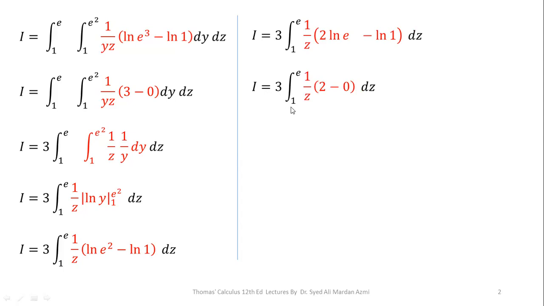So the integral is equal to 3 times the integral from 1 to e of 1 over z times 2 minus 0. This 2 is constant. You can take it outside. It is being multiplied with 3, and we get 6. And in the integration of z, the integration of 1 over z is natural log of z for the limits 1 to e. In the next step, we will apply the limits following the similar procedure.